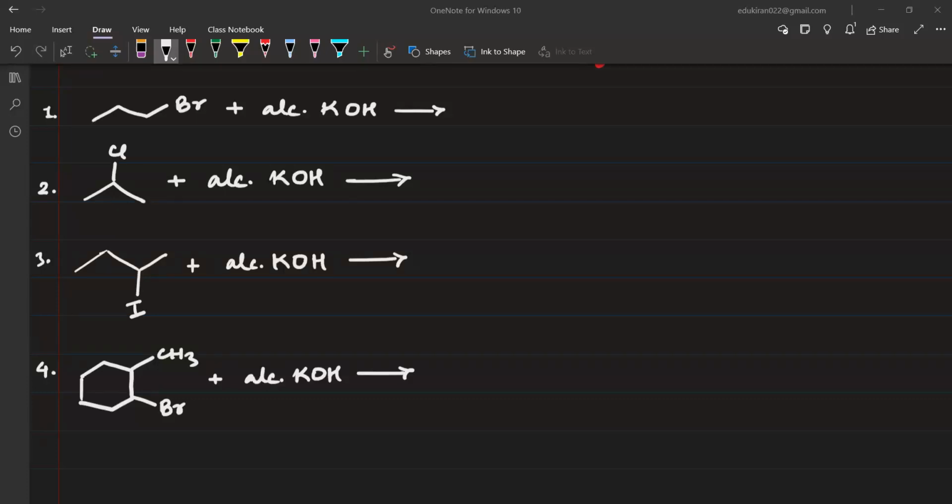Hafsa, looking at your answer, the first is correct. The second is correct. The third is wrong. The fourth is also wrong. Please reread the rule: where to add the double bond, with which beta carbon, with more hydrogen or less hydrogen.